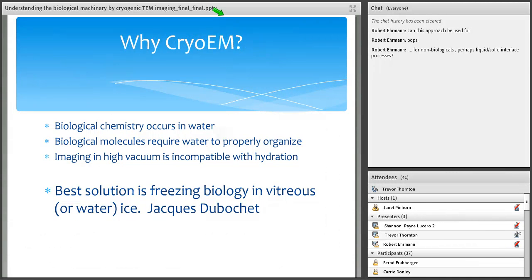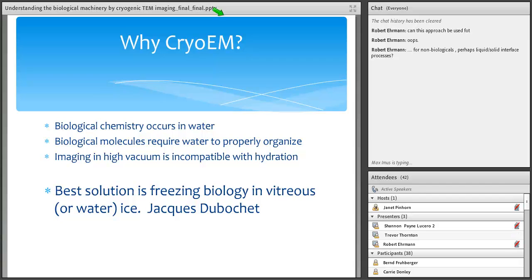Well, all the biological chemistry occurs in water. Life doesn't exist outside of water, so we really want to know how these enzymes and these molecules are behaving in water. And in fact, lipid organization doesn't exist without water. Biological molecules require the water, but they're not compatible with the high vacuum of the electron microscope. The electron microscope operates under ultra-high vacuum, so water would immediately evaporate or turn to ice in the microscope. So the best solution to looking at molecules in water is to make the water ice.